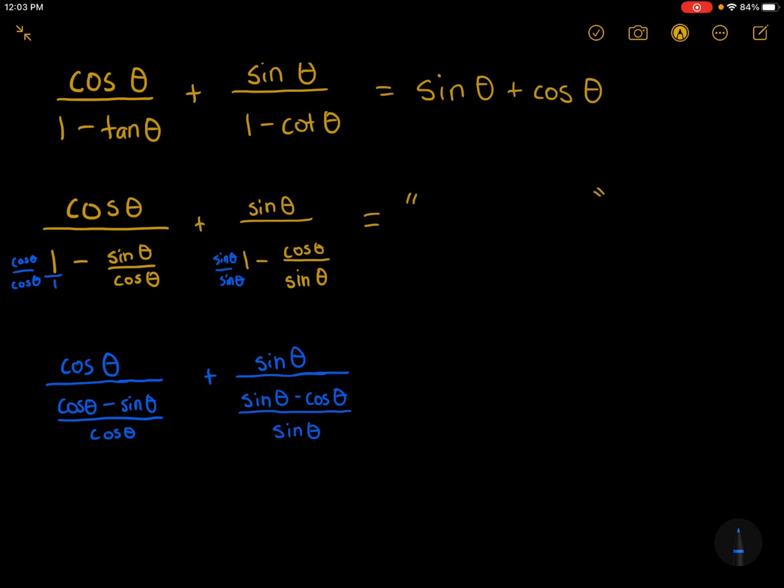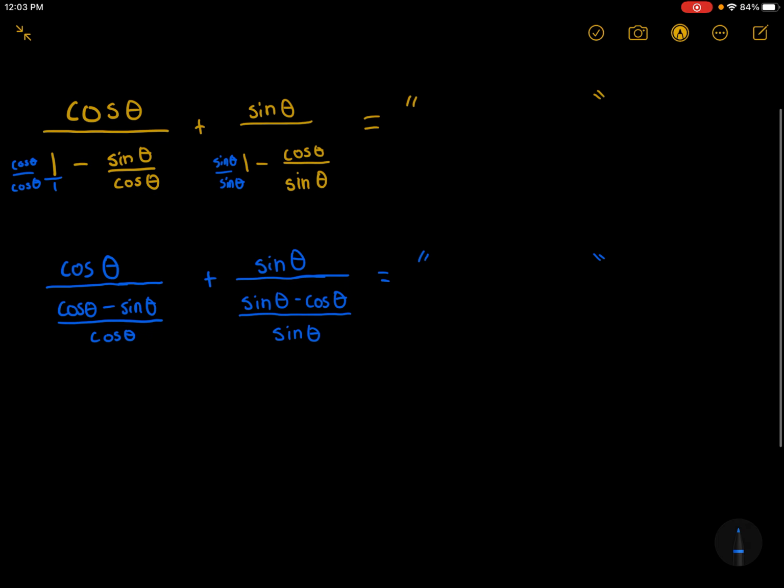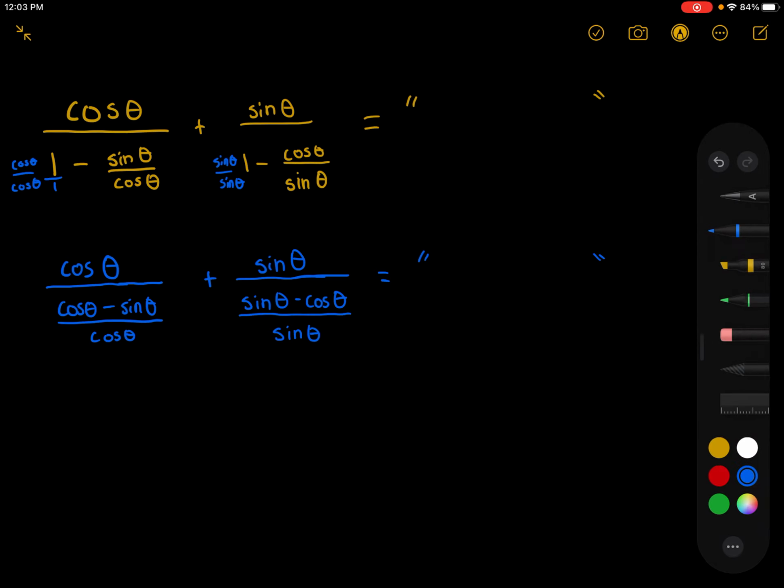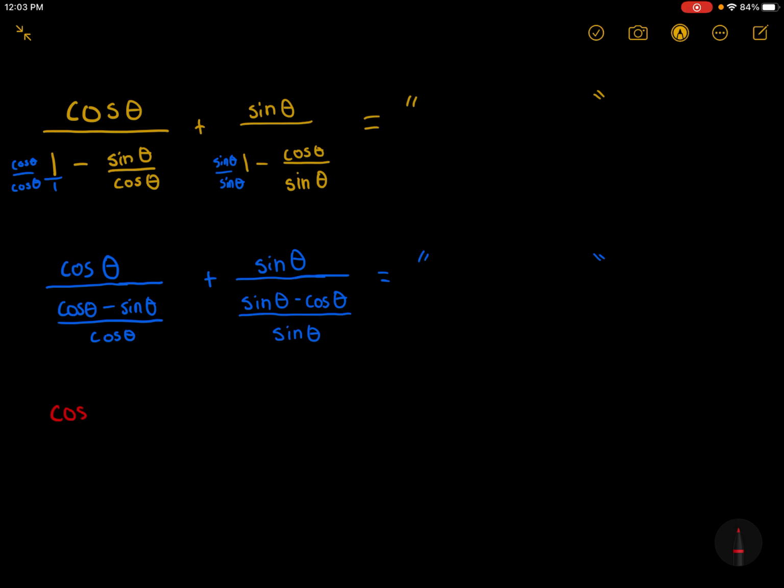The next step is going to equal the same thing. And then the next step is going to be to divide by the reciprocal, multiply by the reciprocal of these things, so that we get cosine theta times cosine theta over cosine theta minus sine theta.